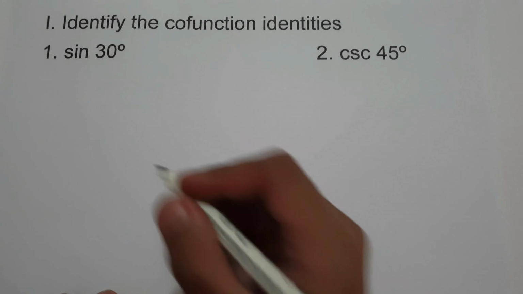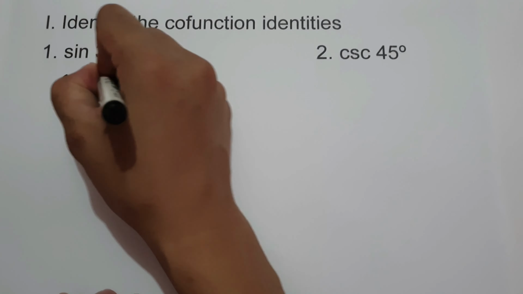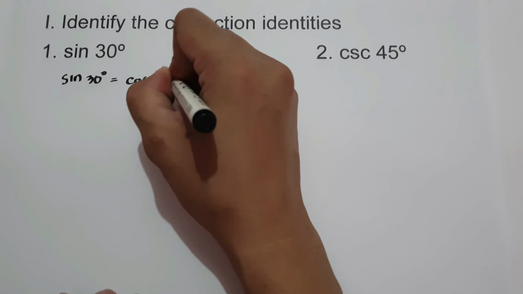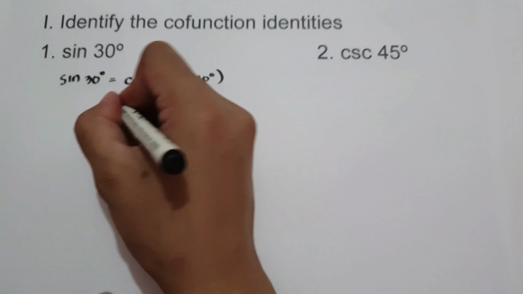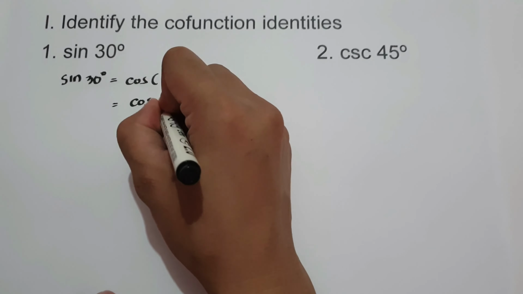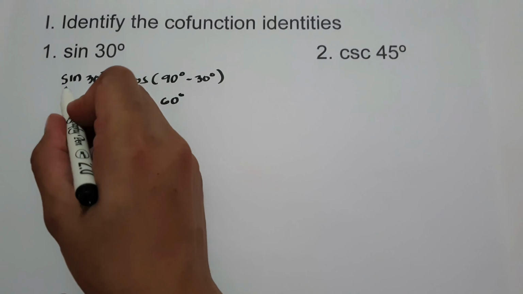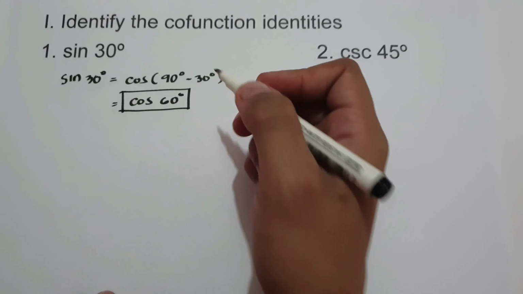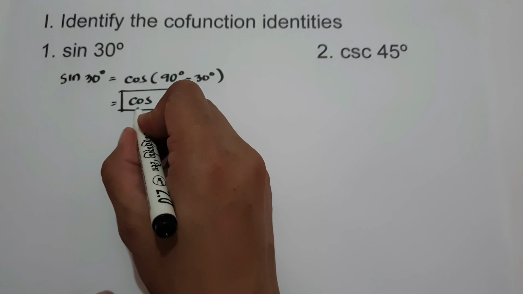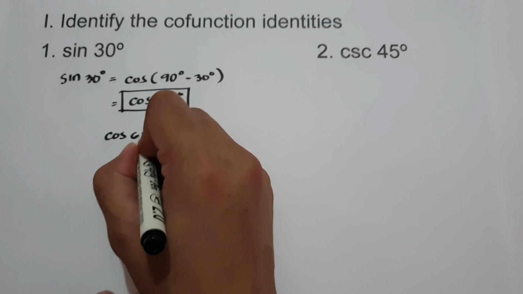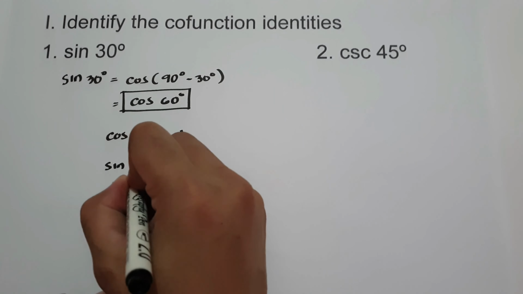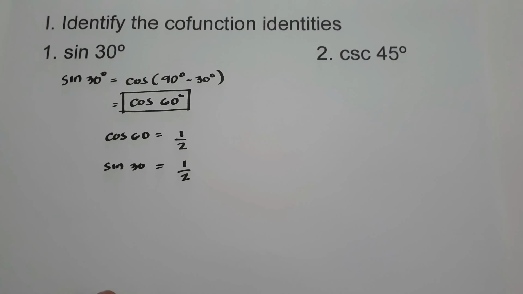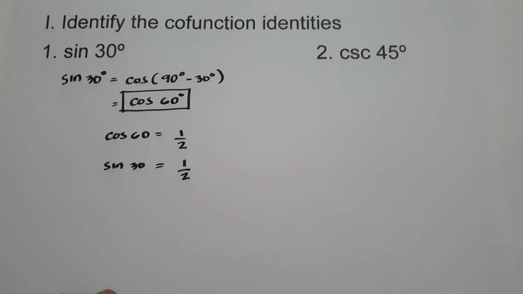On number 1, we have sine 30 degrees. Sine 30 degrees is equal to what cofunction? The cofunction of sine is cosine. Therefore, sine 30 degrees equals cosine of 90 degrees minus 30 degrees. So 90 minus 30 is 60, so the cofunction of sine 30 degrees is cosine 60 degrees. Because the value of cosine 60 is 1/2, and sine 30 is also 1/2. Therefore, the cofunction of sine 30 degrees is cosine 60 degrees.